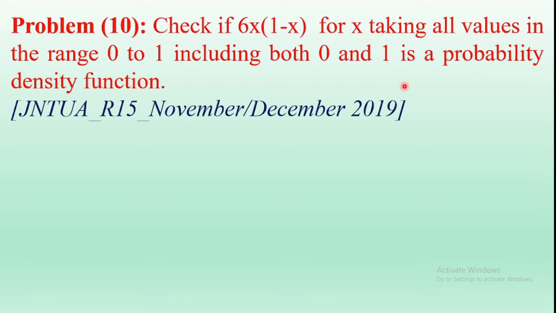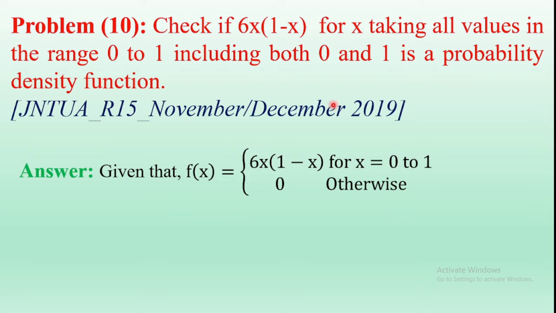So given that the probability density function small f of x is equal to 6x into 1 minus x for x equal to 0 to 1, and f of x is equal to 0 otherwise. Check whether the given density function is a valid density function or not. How to check whether the given density function is valid or not using properties of the probability density function?